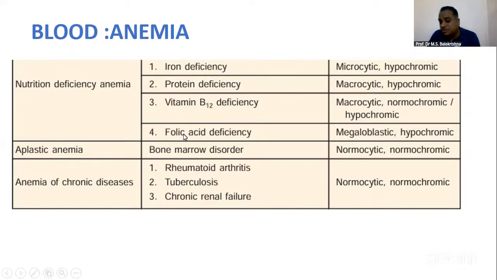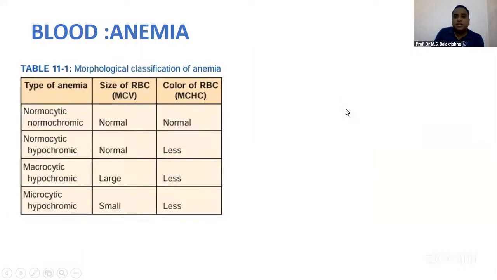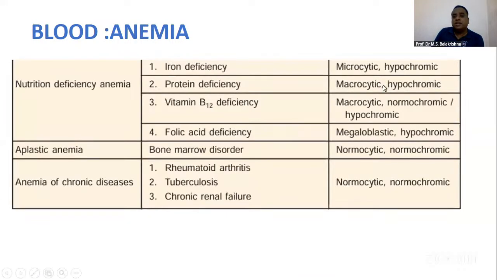So in each of these conditions, which morphological classification does it fall under: microcytic hypochromic, macrocytic hypochromic? This is an MCQ. In iron deficiency anemia, what are the size of the RBC and MCHC? Four options will be given. In iron deficiency, it is microcytic hypochromic. In vitamin B12 deficiency, macrocytic, normochromic or hypochromic. So like that, we should study this.